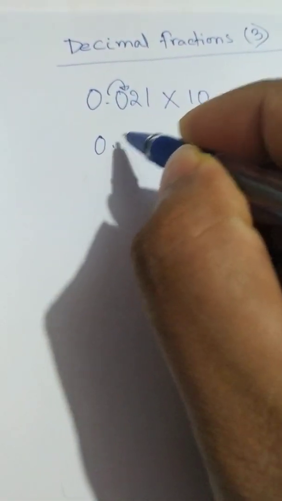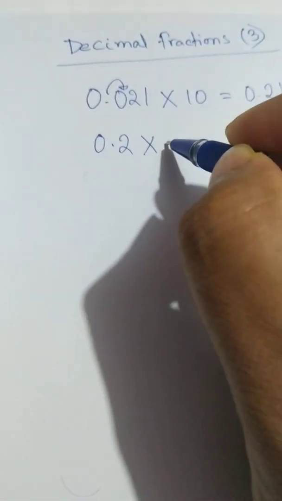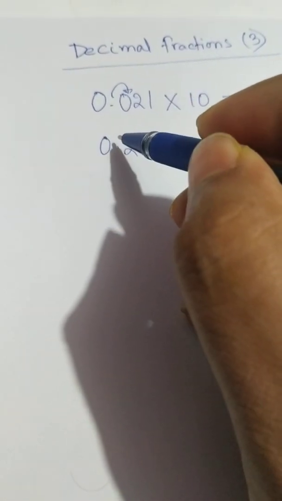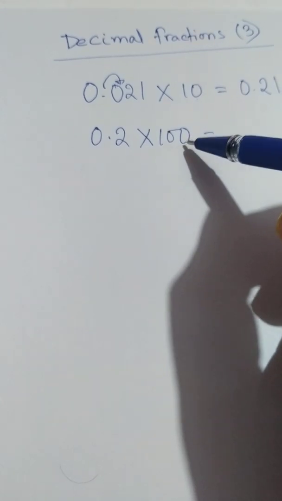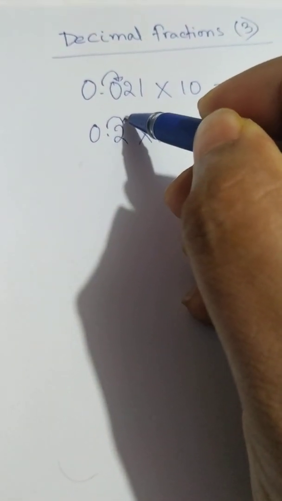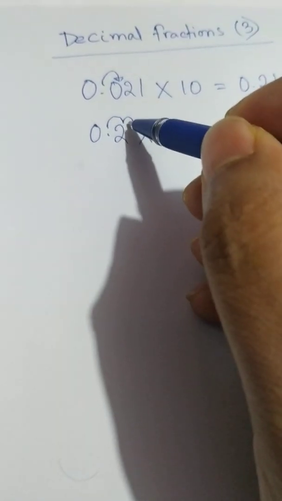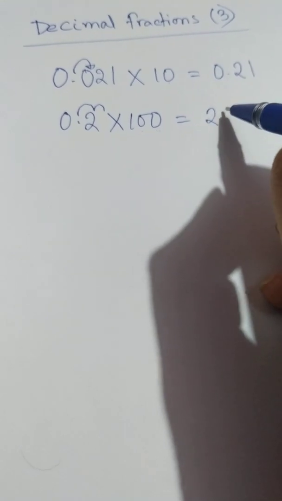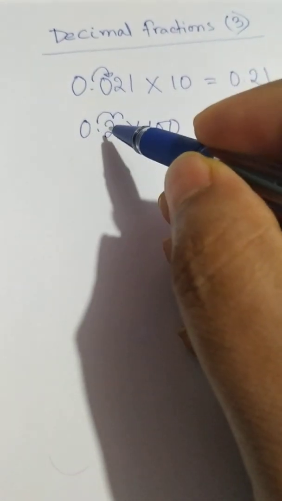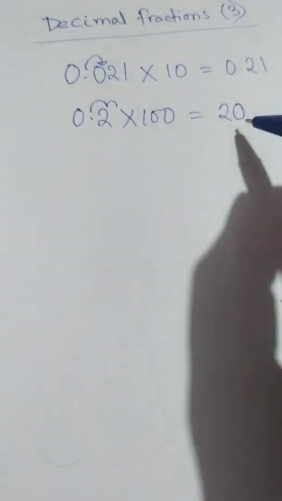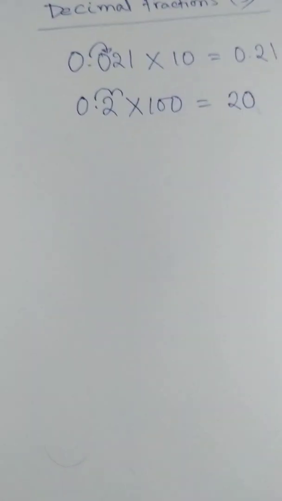Similarly, let's show you some other example. Let's say 0.2 into 100. So how many steps will this decimal go? There are 2 zeros, so it will go 2 steps ahead, 1 step, 2 steps, right? So over here one box is empty, so it becomes 20. The decimal goes past the 2, and since there is no other number, that's 20 only.